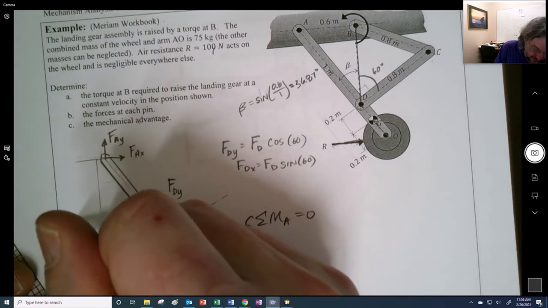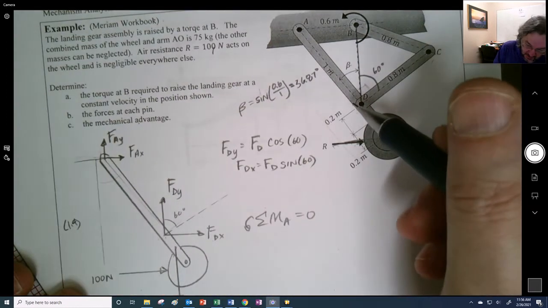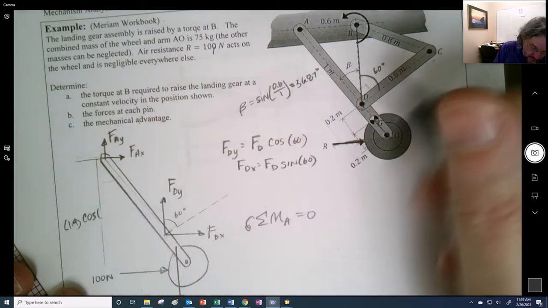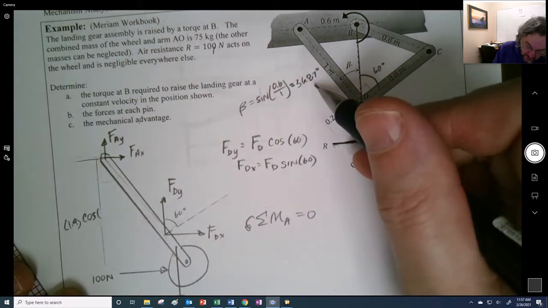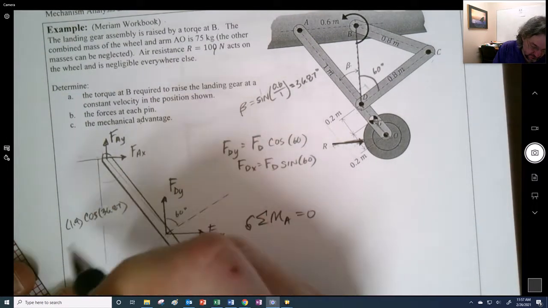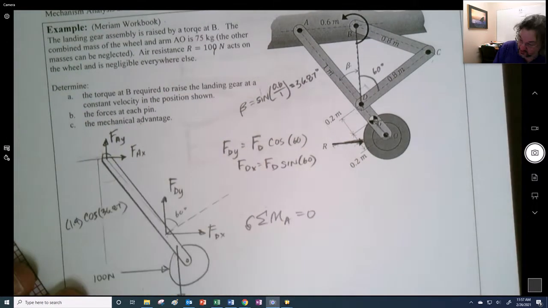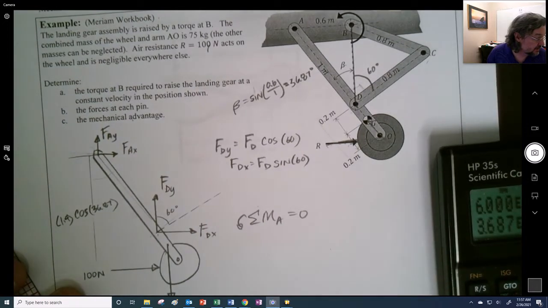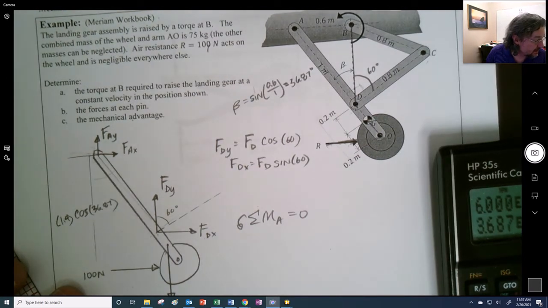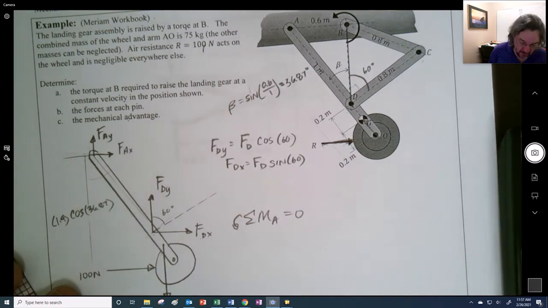So it's 1.4 times the cosine of my 36.87. Right, so maybe did I do that? Well, we've got to be careful here. I see my, okay, yeah.